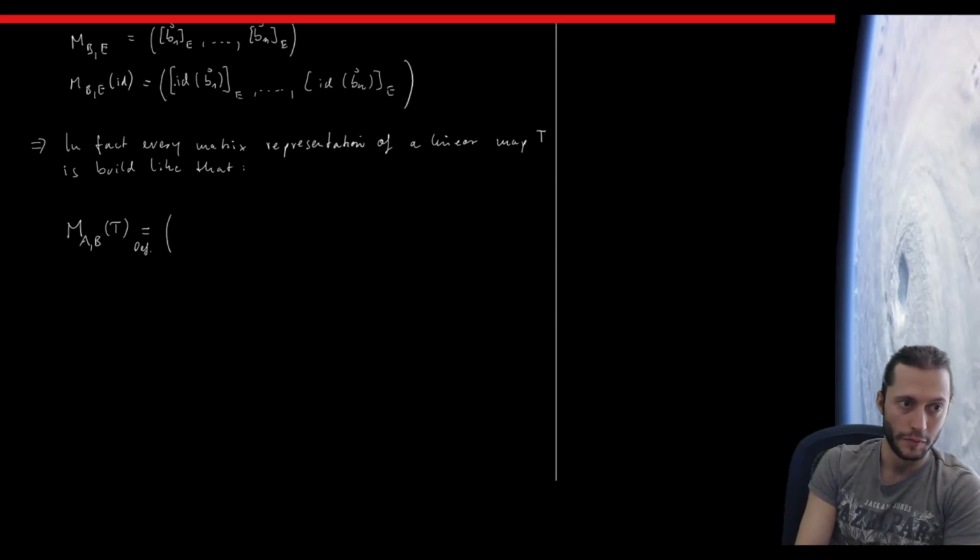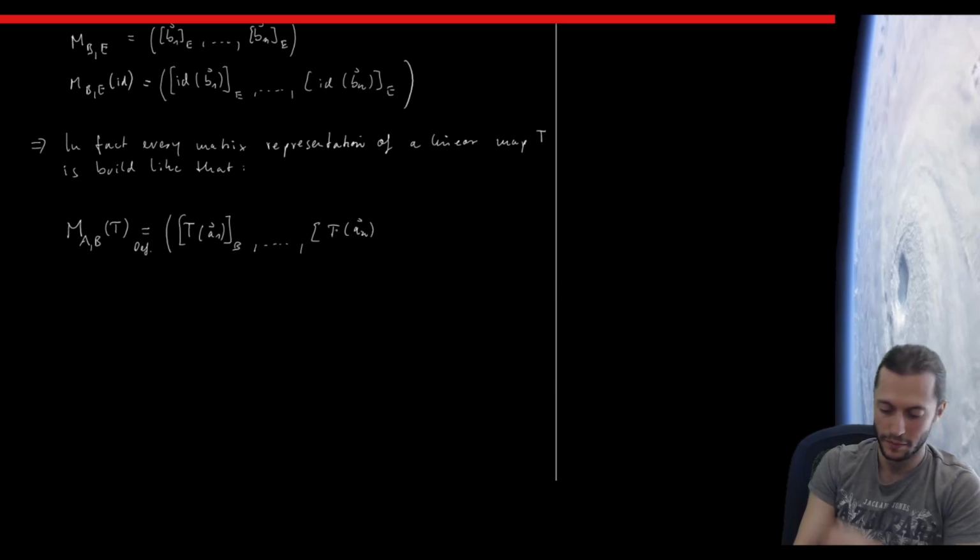is doing the same as before, but now with the general map T instead of ID. Take the basis element of the starting basis, capital A, small a1, map it with your linear map, then express the whole thing in coordinates of the new basis, B. And do this for all basis vectors in the starting basis, capital A. So in the end you will get T of AN, the last basis vector mapped with the map, expressed in new coordinates, and all of these vectors written in columns.